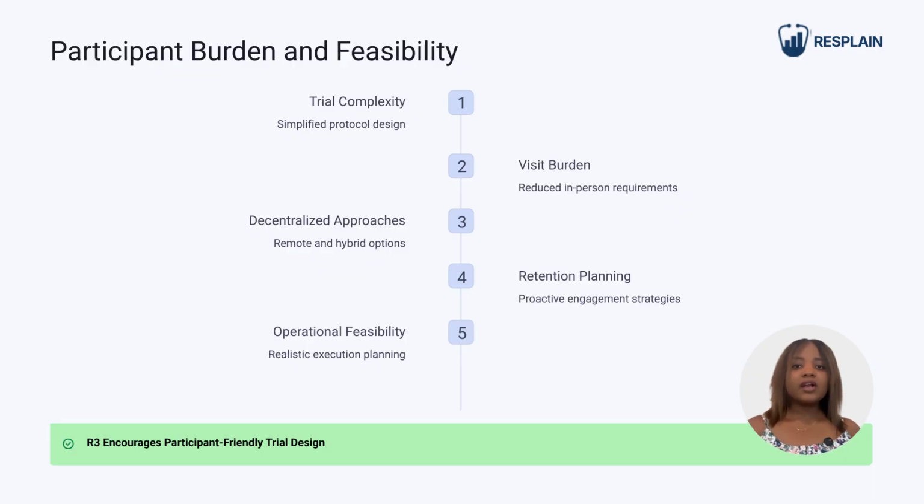Auditors may examine whether trial procedures were realistically manageable within the participating population and whether the study design created avoidable complexity. This may include review of visit schedules, travel requirements, protocol procedures, remote participation options, and participant retention strategies. The guidance also supports decentralized approaches that may reduce participant burden, including remote visits, home health support, electronic systems, and local care options when appropriate. Sites should therefore be prepared to explain how participant needs, convenience, and feasibility were considered during study conduct.